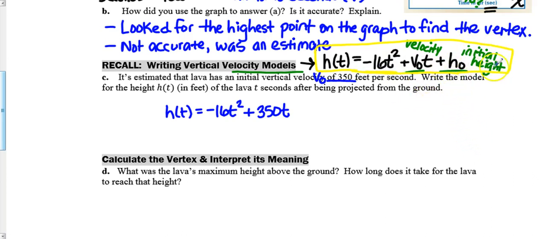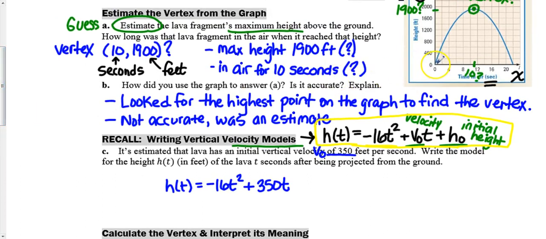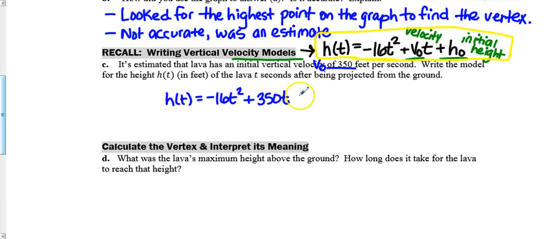The last piece we need to decide is initial height. I'm not told a starting height, but if I look at my graph, here I can see that the starting height is at 0, 0, which kind of makes sense because lava starts where? That fountain, what is it called again? Yeah, lava fountain. That lava fountain is starting from the ground and shooting upwards into the air. So the initial height of the lava is plus 0.